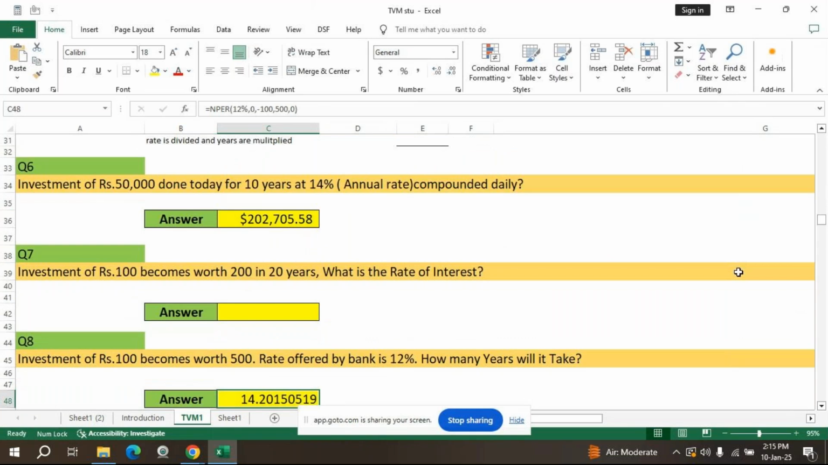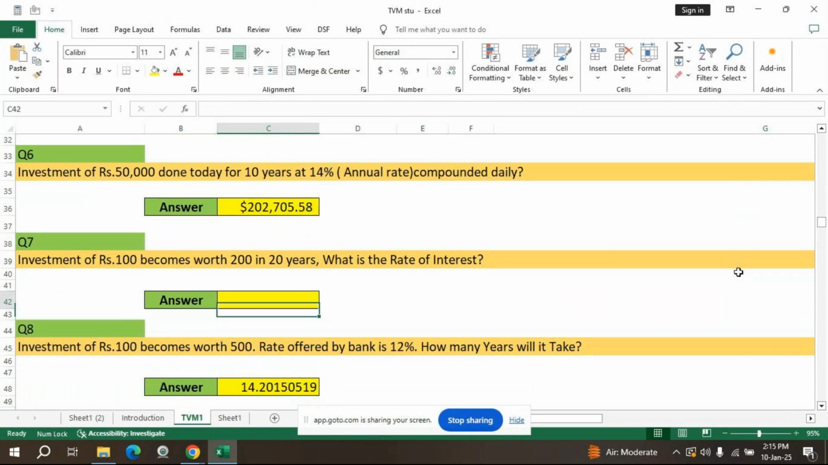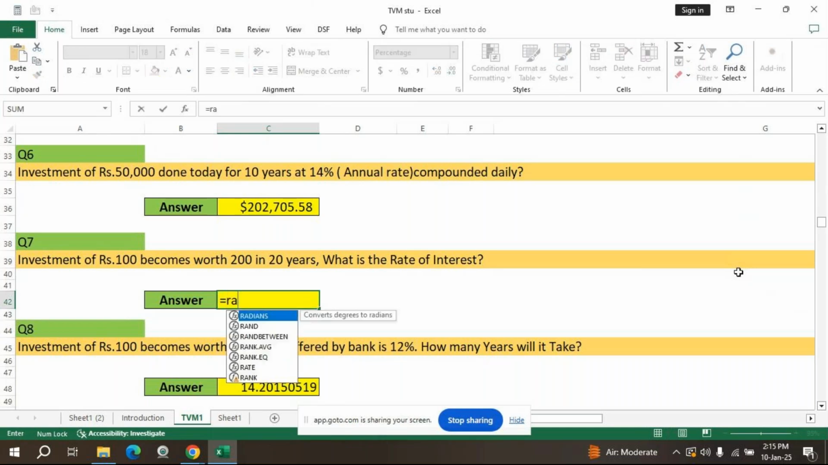So here, what is the rate of interest? An investment of rupees 100 becomes worth 200 in 20 years. What is the rate of interest? Then we have to apply the formula. We have to apply the function as rate: equal to rate, open bracket.